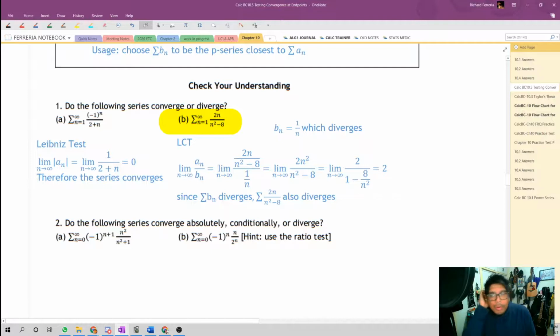Since we compared our original series to a diverging series and we got a limit of 2, basically anything, then the series that we started with is also going to diverge. Whatever the p-series does, that's also what the unknown series is going to do. So this is a much better usage of the LCT test.